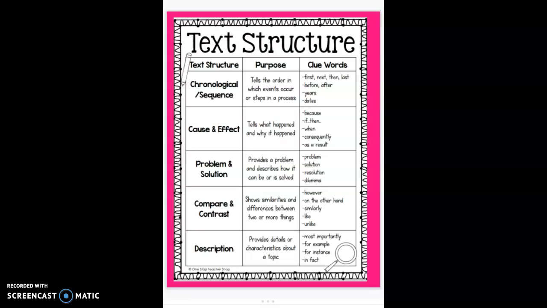And we also learned about problem and solution. That's when we have a problem and it tells us how we can solve it. Choose 3 clue words that you might see in that type of text structure. Today we're going to be looking at comparing and contrasting.